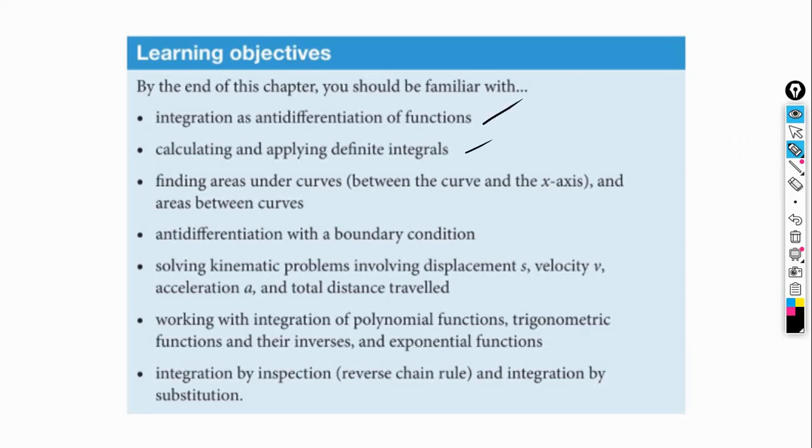We're going to do finding area under curves, meaning between the curve and the x-axis, and also areas between two different curves or functions. We're going to learn about anti-differentiation with a boundary condition. We're going to learn how to solve kinematic problems involving displacement s, velocity v, acceleration a, and total distance traveled. Working with integration of polynomial functions, trigonometric functions and their inverses, as well as exponential functions. And finally, we're going to do integration by inspection or reverse chain rule, and integration by substitution.